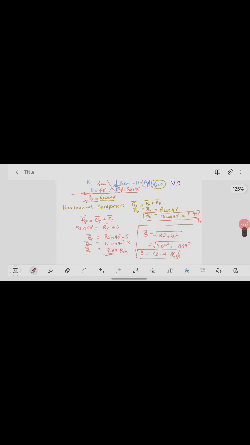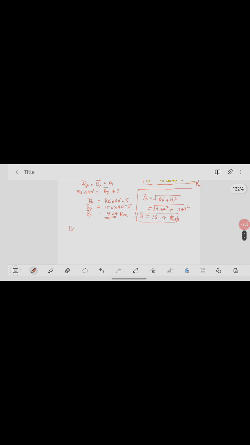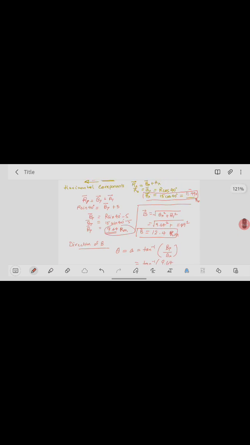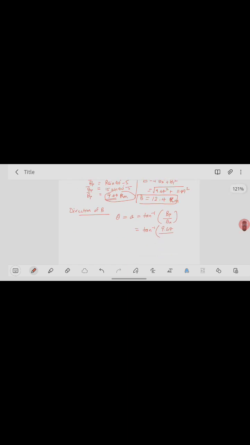Now you need to find the direction of B. I explained to you theta, which I mentioned here as A, which is equal to tan inverse of By over Bx. So first is y and then x. So tan inverse of By, which we have calculated as 9.64, divided by Bx, which is 11.49. Calculate it, you will get almost 22 degree, which is equal to A.